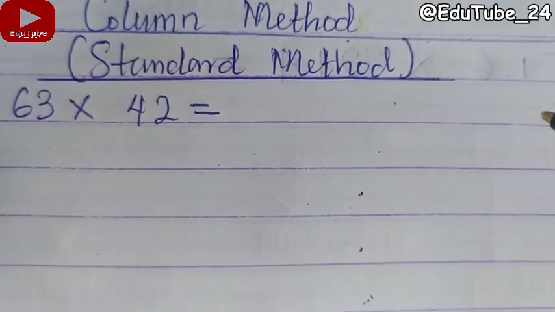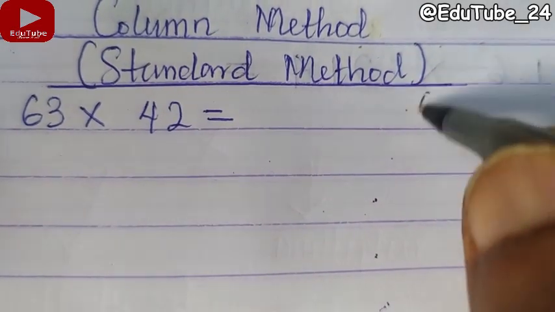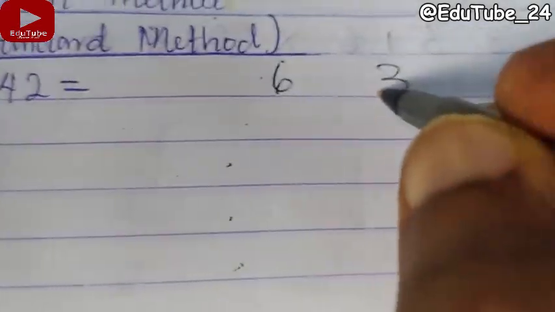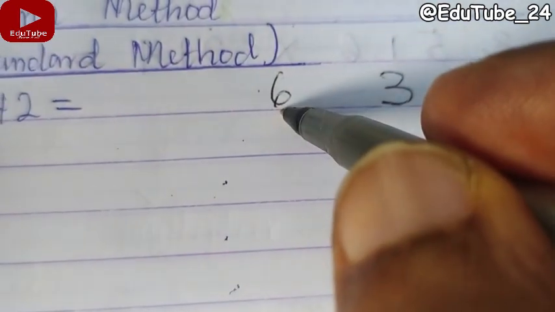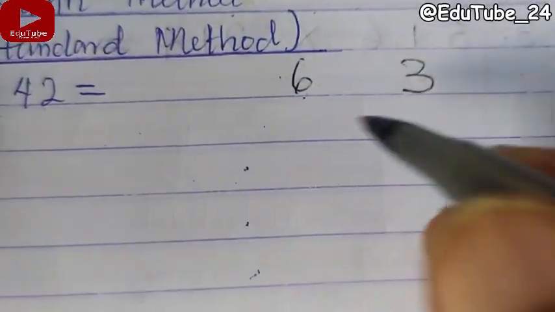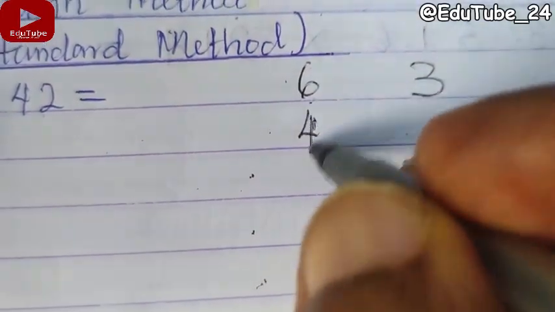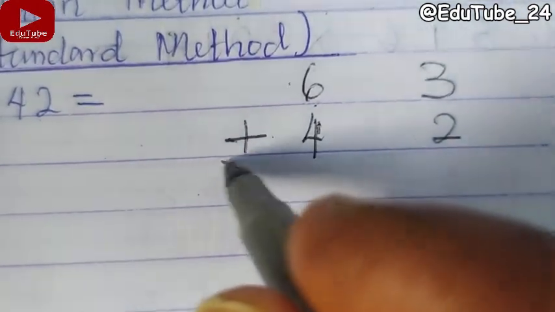So 63 basically consists of units and tens. So I'll write 6 and 3, wherein 3 is the unit and 6 is the tens. Then times 42, which is the multiplier. So I'll write 42 below it. Basically, both of them are 2-digit numbers.